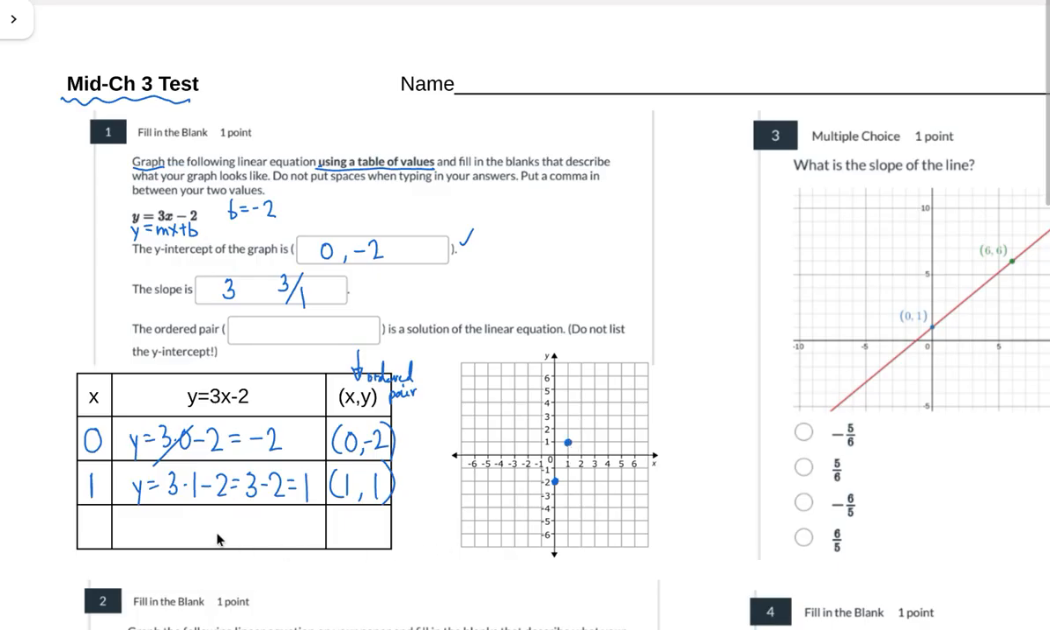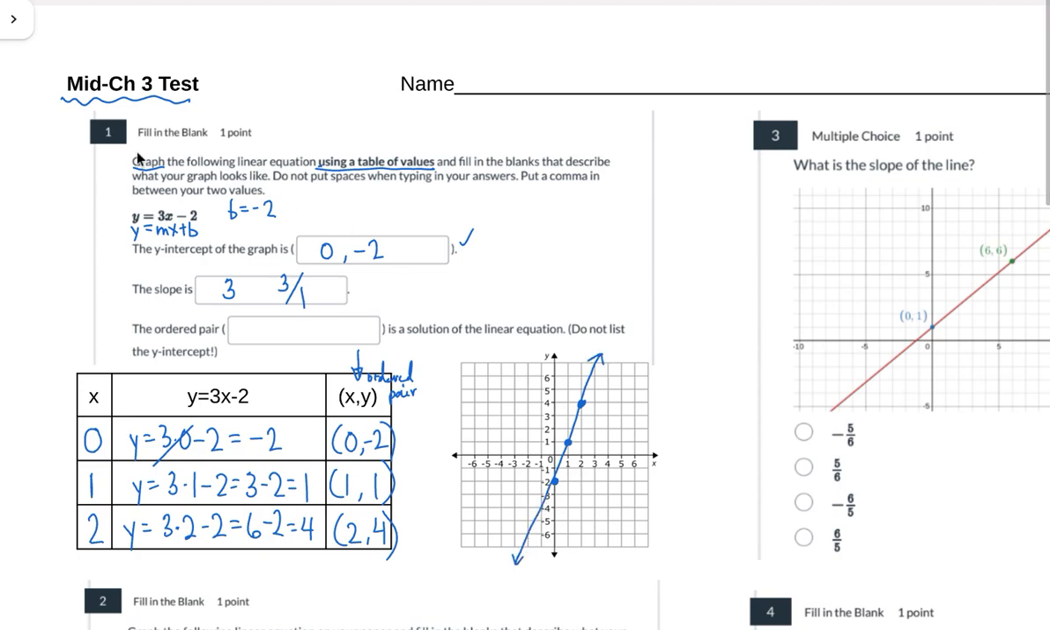All right, and then I need to fill out my last row here. And so I'm going to go ahead and just pick 2, because it looks like I have plenty of space to graph this line here, and picking 2 is an option. So I'm going to say y equals 3 times 2 minus 2. 3 times 2 is 6, minus 2 equals 4. So I would have (2, 4). All right, so if I were to plot this, I would go over 2, and up 1, 2, 3, 4, and then I would be able to draw my line because it asked me to actually graph the equation.